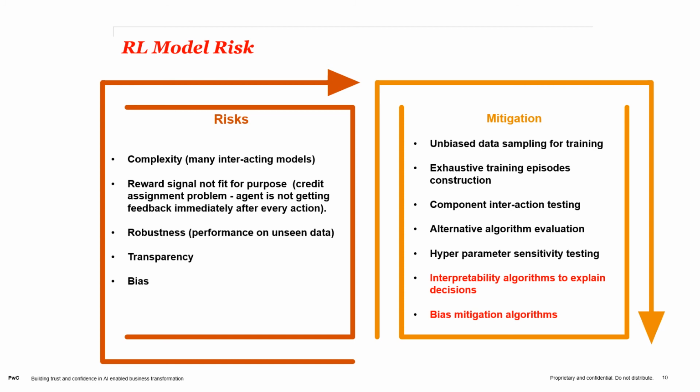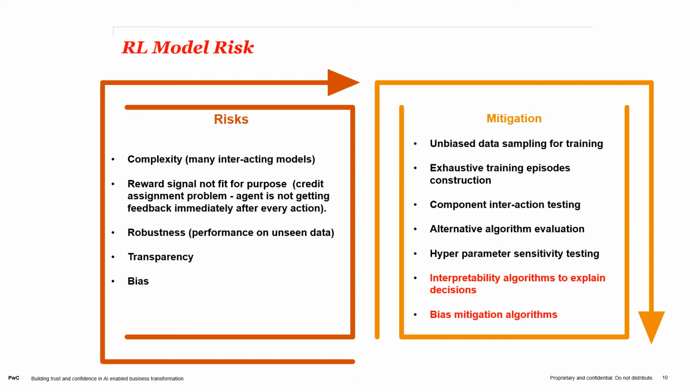Some of these interpretability algorithms like SHAP and LIME can be applied to transparency, to unpack the reasons for decisions. However, they're still not mature enough to be applied very effectively in reinforcement learning algorithms, so there's some further work that needs to be done there to get these algorithms to be more effective.